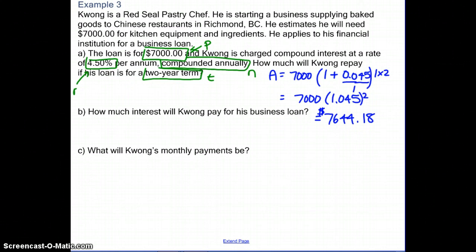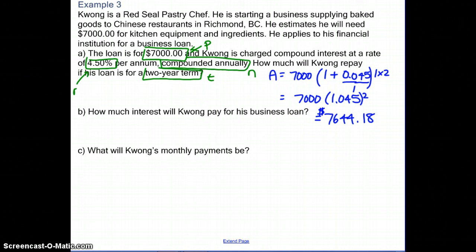So 7,000 again is our principal, times 1 plus 0.045 divided by 1, all in brackets to the exponent of 1 times 2. So this ends up being 7,000 times 1.045 squared, which gives us a total of $7,644.18 that he will have to repay.